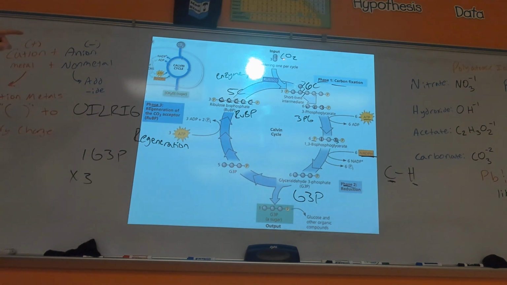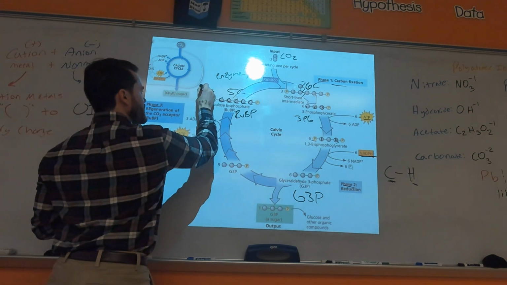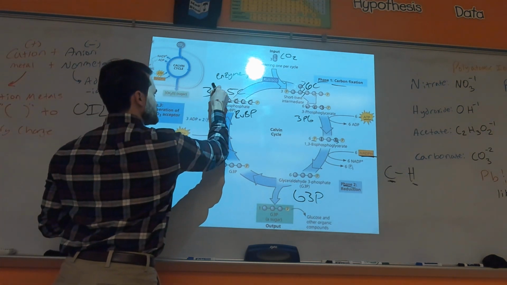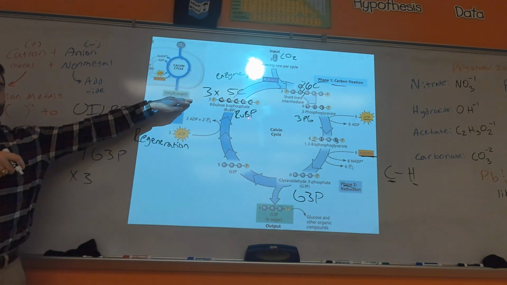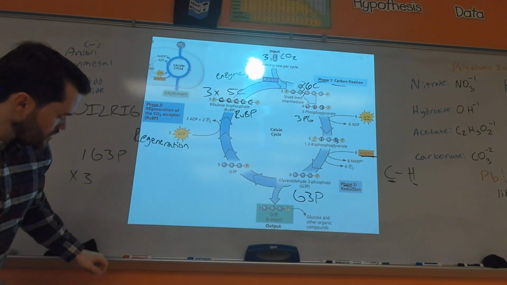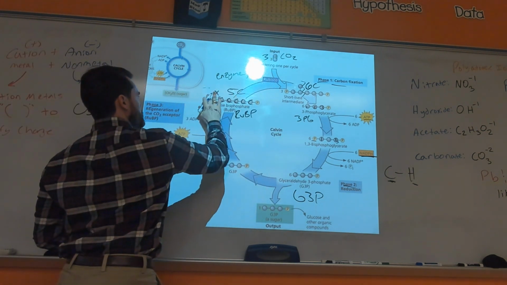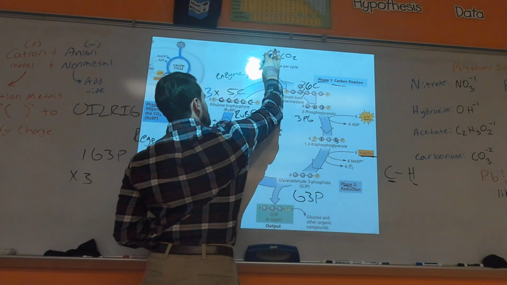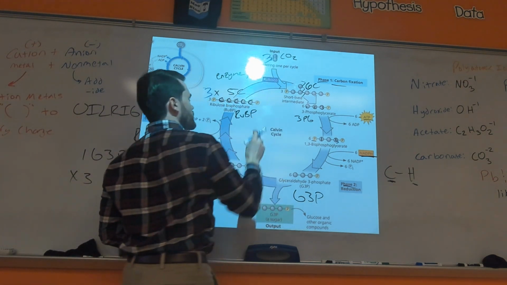In other words, you're taking 3 CO2s, and we're starting with 3 RUBPs. We're taking 3 RUBPs and we're combining 3 CO2s. Let me use a different color for that. So we're doing this cycle 3 times. That's why there's the number 3 right there.